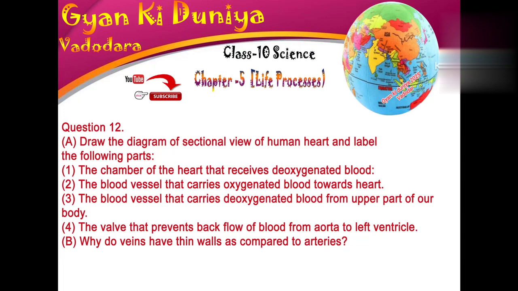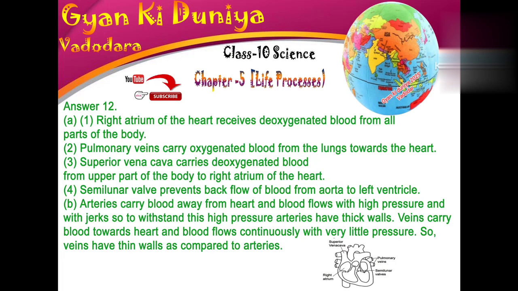B. Why do veins have thin walls as compared to arteries? Answer 12. A. 1. Right atrium of the heart receives deoxygenated blood from all parts of the body. 2. Pulmonary veins carry oxygenated blood from the lungs towards the heart. 3. Superior vena cava carries deoxygenated blood from upper part of the body to right atrium of the heart. 4. Semilunar valve prevents backflow of blood from aorta to left ventricle.